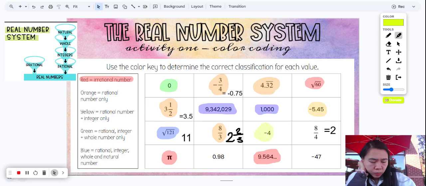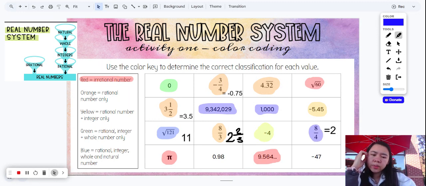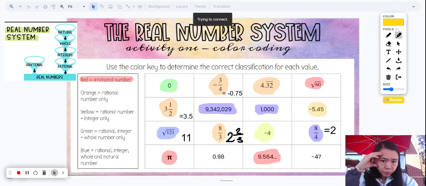Whole number 2. It is positive. It is a counting number, which means it's also going to be integer and rational. It's going to be blue. Okay, we have this decimal right here, 0.98. It ends, so that means it's going to be irrational. Oh, sorry, that kind of looks like a mix between orange and yellow. There we go. Well, okay, that's orange.